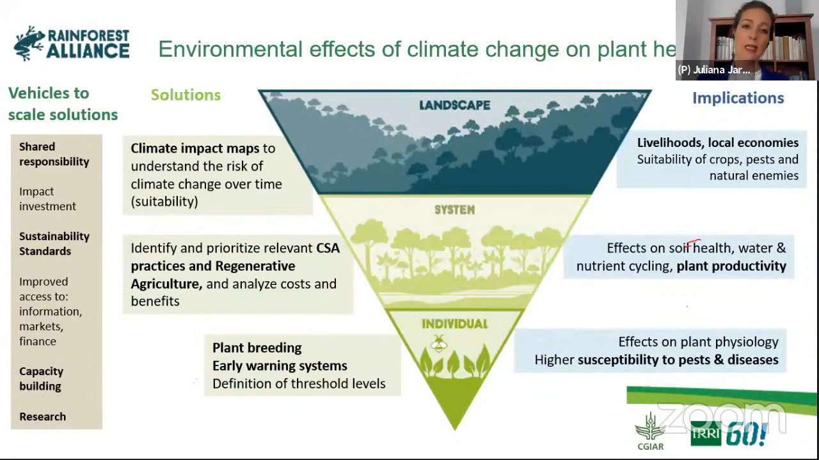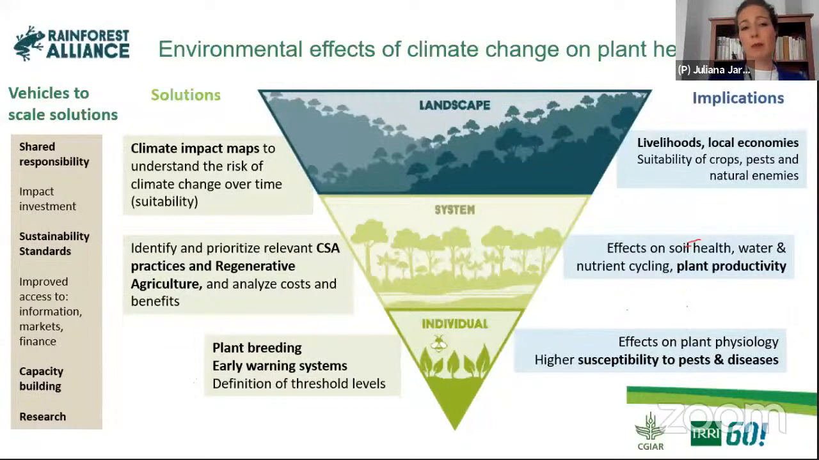Now, at a system level, it would be to identify and prioritize relevant climate smart agriculture practices and regenerative agriculture, but also to analyze the costs and benefits, because without the economic incentives, it's very difficult to upscale adoption. And then at a landscape level, we have the climate change impacts, for example, to understand the risk of climate change over time, so the suitability.